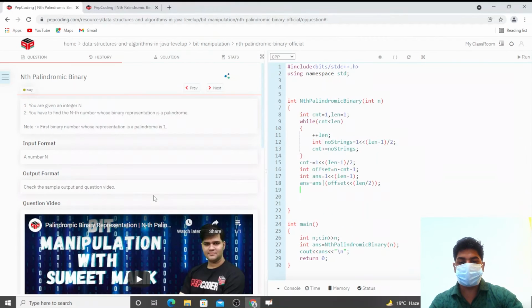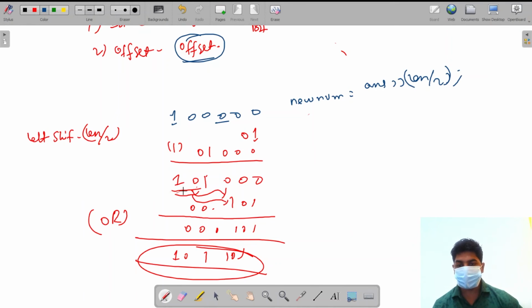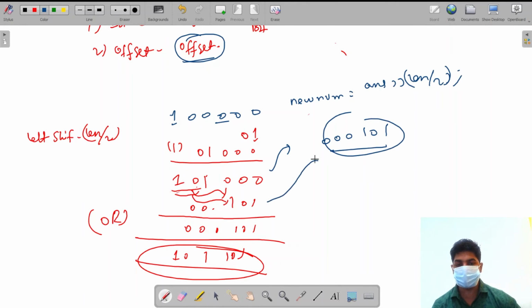So for that, how can we get this 101 over here? We'll make a new variable. Let's make a new number equal to answer right shift by length by 2. If we right shift answer by length by 2, that is by 3 places, it will get converted to something like 0000101. This is equivalent to this number. Okay, now we reverse this number.